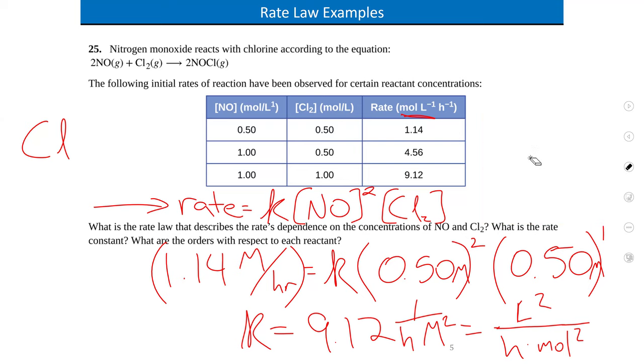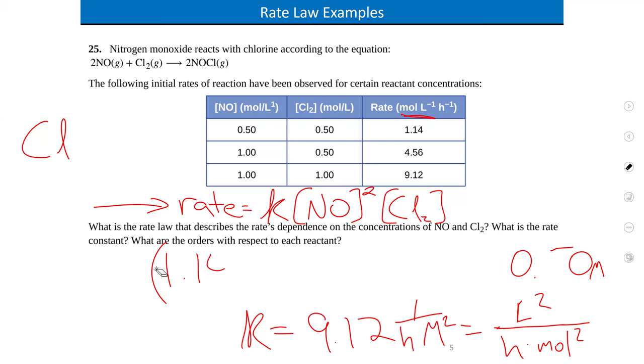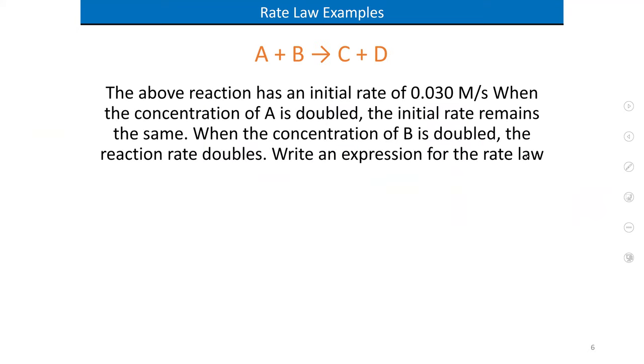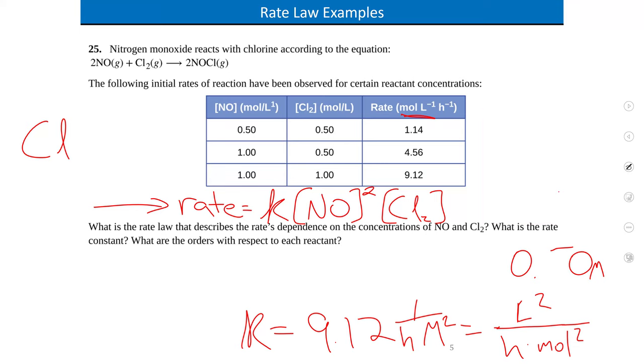All right, one last note. I don't know if I defined this explicitly last class. When we talk about what order the reaction is with respect to each reactant, all we're talking about is the exponent on each of them. So when we say, what order is the reaction with respect to nitrogen monoxide, we say it's a second order reaction. With respect to the chlorine, it's a first order reaction. The overall reaction, we call it a third order reaction. That's all it comes down to: it's just a way of communicating how changing these concentrations affects the rate.